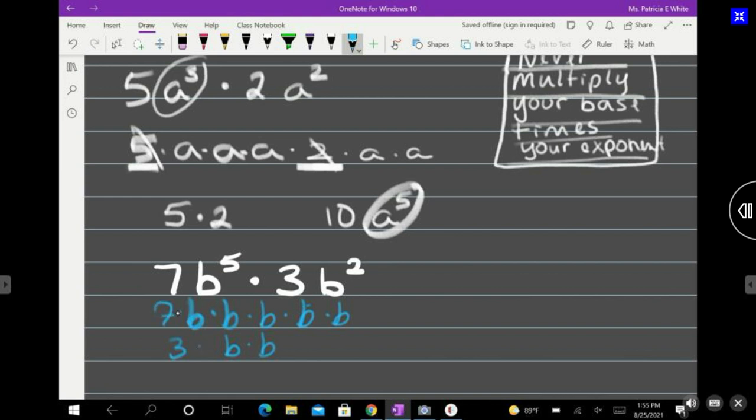Okay, so what can I do? What math can I do, guys? 7 times 3. Okay, what's 7 times 3? 21. So 21. And how many b's are there? 7. b to the 7th power, right? That's some 8th grade math.